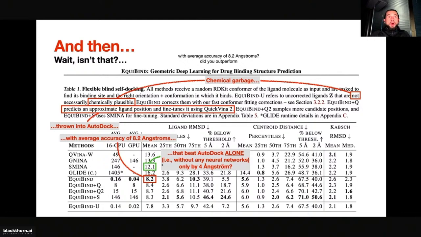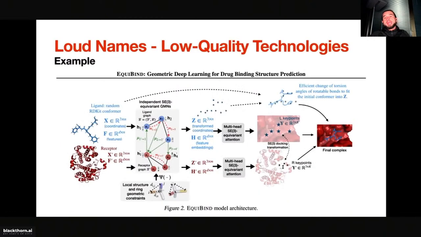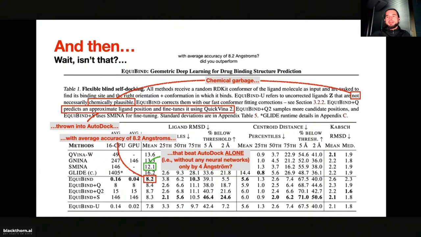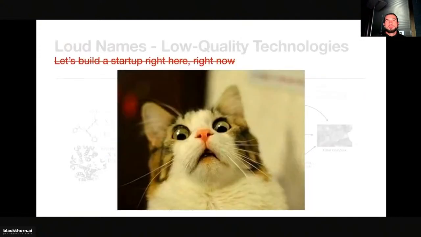So all this stuff gives you only like 4 angstroms better. And to sum up what this thing does, it creates chemical garbage, throws it approximately into AutoDock with average accuracy of 8.2 angstroms, and it beats AutoDock alone, without this thing, only by 4 angstrom. Okay, now you think that creating a startup using this open source code is maybe not that good an idea, and you're right.